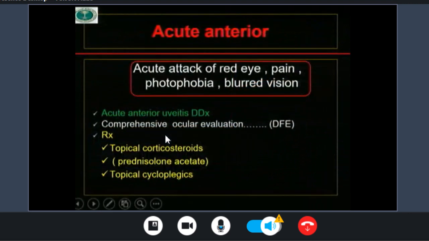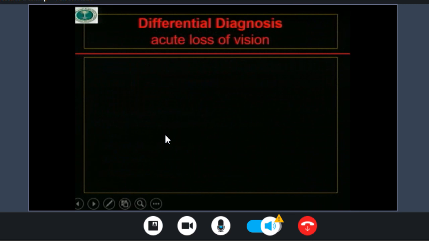In cases of anterior acute uveitis, we have to make our comprehensive evaluation, including dilated fundus exam, and the treatment mainly depends on topical or local treatment in most of the cases. What are the differential diagnoses of acute loss of vision in uveitis?